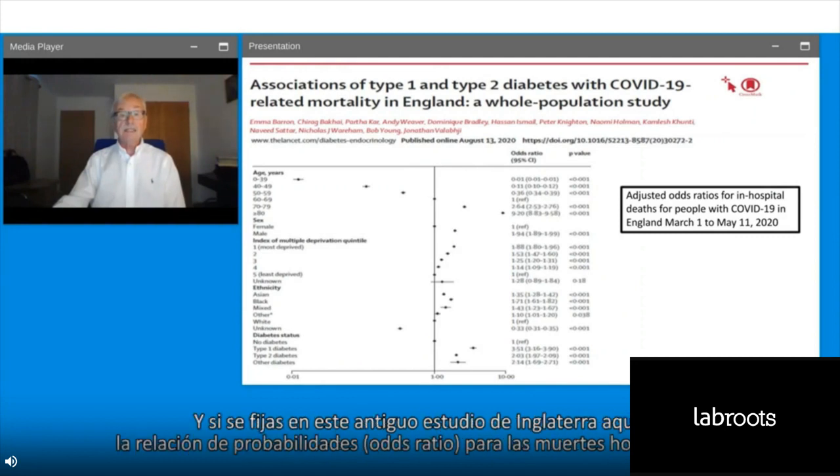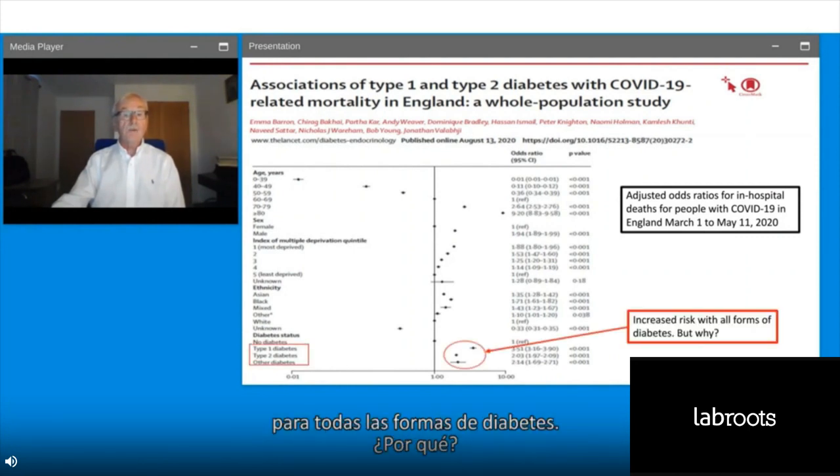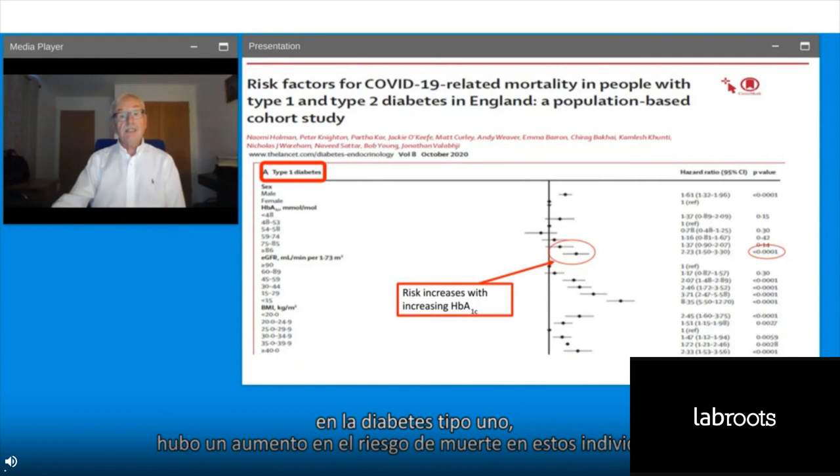If you look at this All England study here at the odds ratio for in-hospital deaths from people with diabetes with COVID-19, we can see here that there's increased risk of death in all forms of diabetes. But why is this? If we look at this in slightly more detail, we can see that as hemoglobin A1C increased in type 1 diabetes, there was increasing risk of death in these individuals.